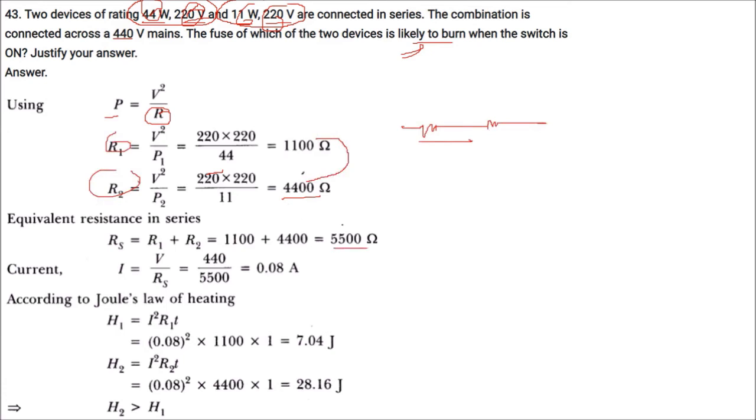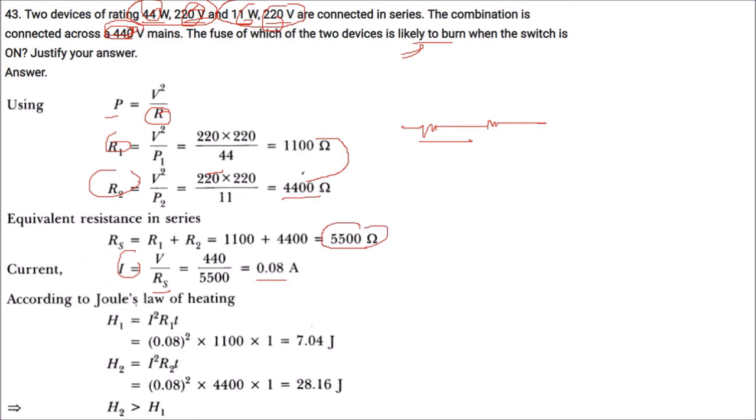Now what will be the current? I will be equal to potential difference divided by resistance, which is the resultant resistance in series. The potential difference is known, which is the 440 volt mains across which the devices are connected. So we use this 440, and now the equivalent resistance. So I will be 0.08 ampere.